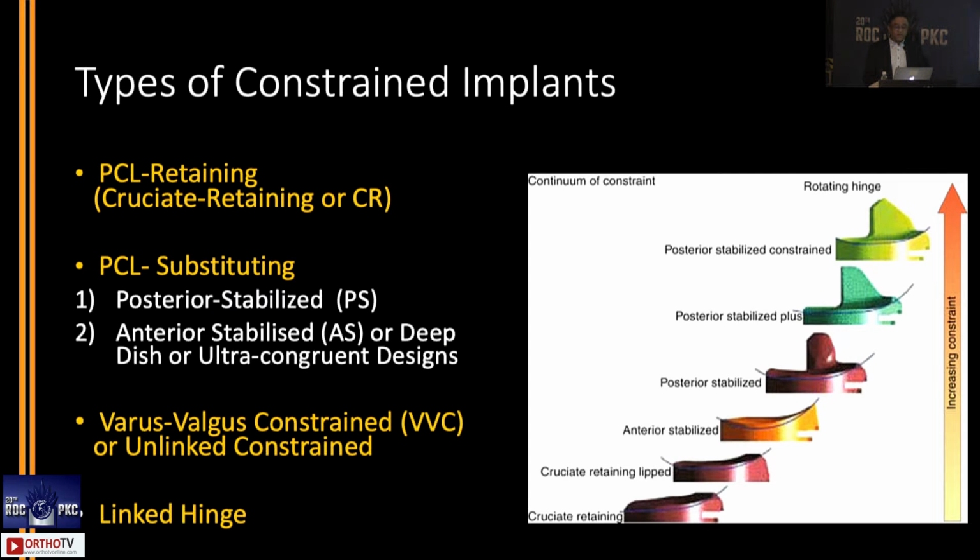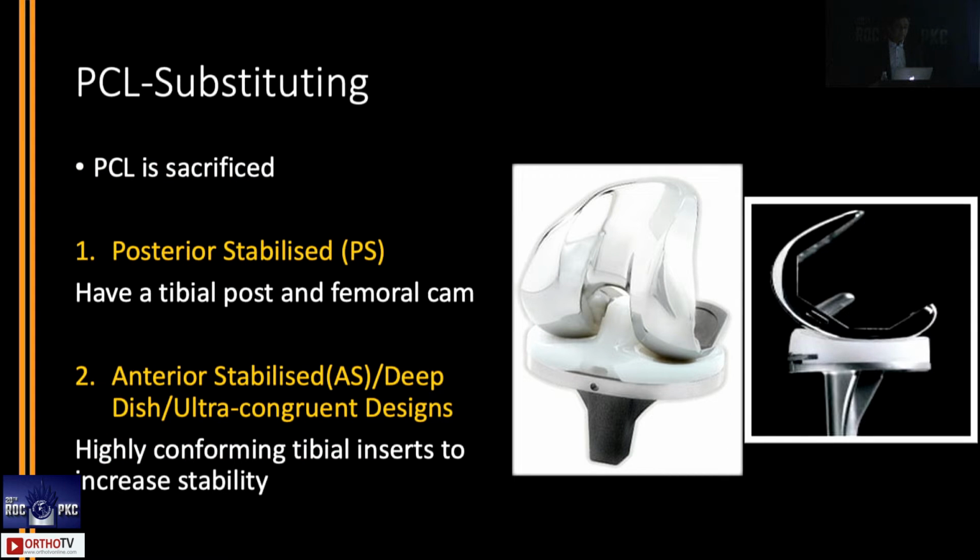So types of constraint implants, you all know that. First of all, it's a PCL cruciate retaining knee, then PCL substituting knee, and then a deep dish knee, then a VVC, varus valgus constraint, and then a linked hinge. So this is the constraint ladder which is available to us. So now let us go one by one.